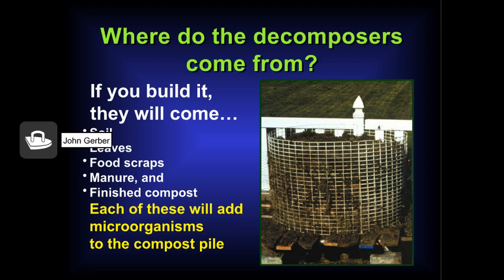The composting process is done by microorganisms, bacteria, and fungi. And where do they come from? Well, they come from a natural, healthy soil. You don't need to add bacteria. They'll be around. If you build it, they will come. In fact, it's impossible to keep them out. Bacteria and fungi are present in all soil, all leaves, food scraps, manure, and in finished compost. Adding any of these materials will provide adequate microbes to start the composting process.